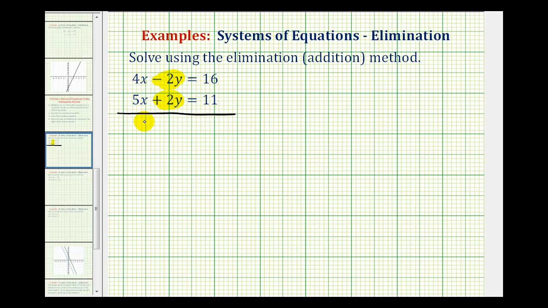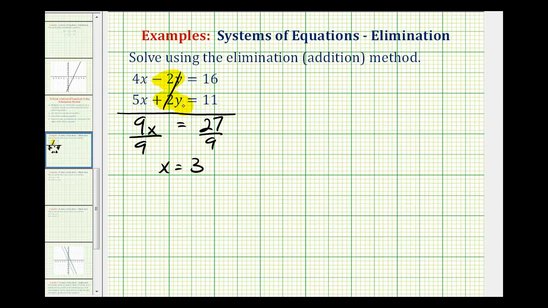4x plus 5x is 9x. Minus 2y plus 2y would be 0. And on the right we have 16 plus 11, which is equal to 27. So now we can divide both sides by 9 to solve for x. So we have x equals 3.